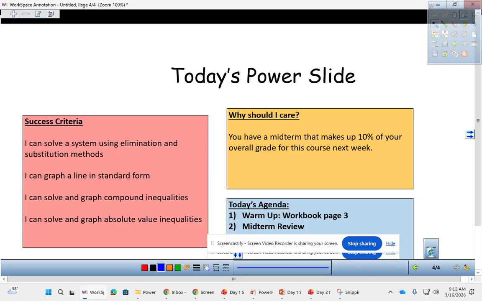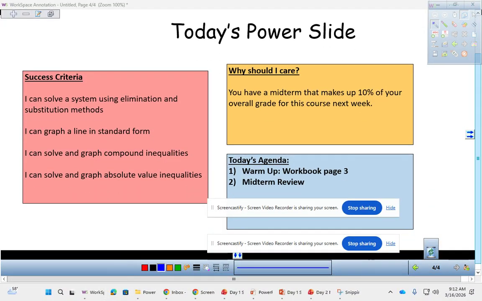But that does not compare to the 33 points from your test on Friday. Does that make sense? The 33 points on your test on Friday gets averaged in with like 5 other tests. This 35 points is on its own. It's going to stay like this the whole semester. Okay, so that makes it a little more important.